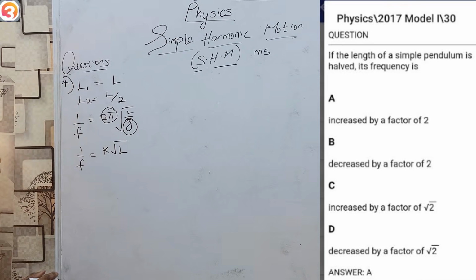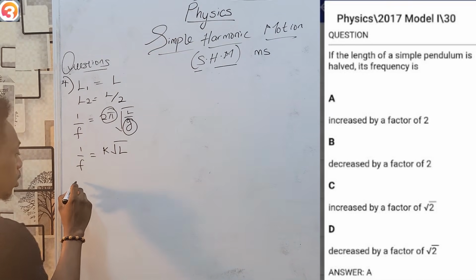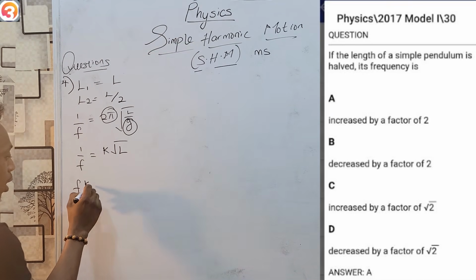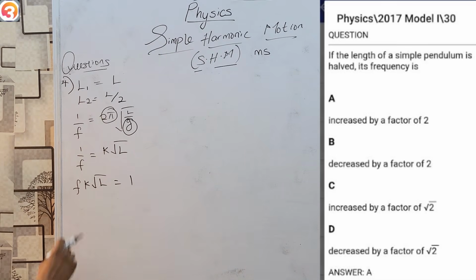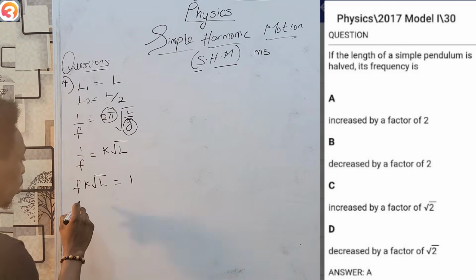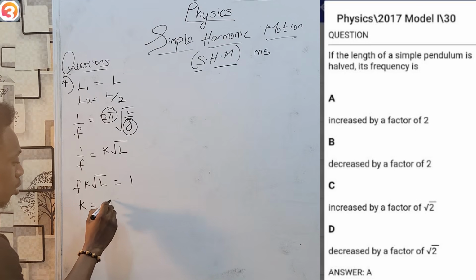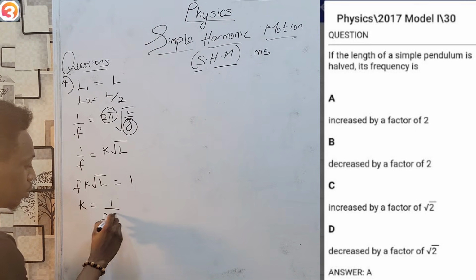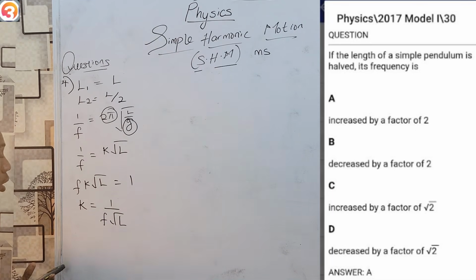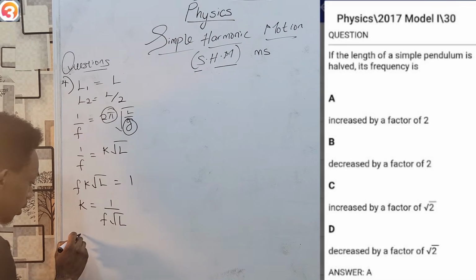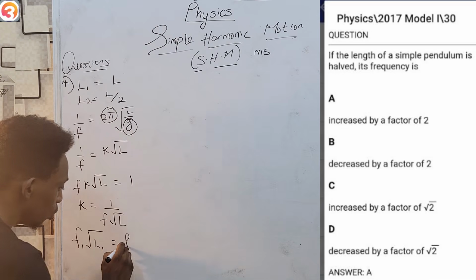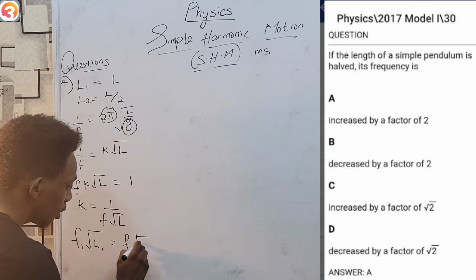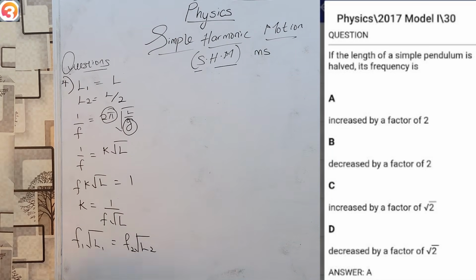And if I cross multiply, this gives me that f k root L equals 1. And because I actually want to see what the constant will be, k will be equal to 1 over f root L. And just because I would rather solve it linearly, I can therefore say that f1 root L1 equals f2 root L2.